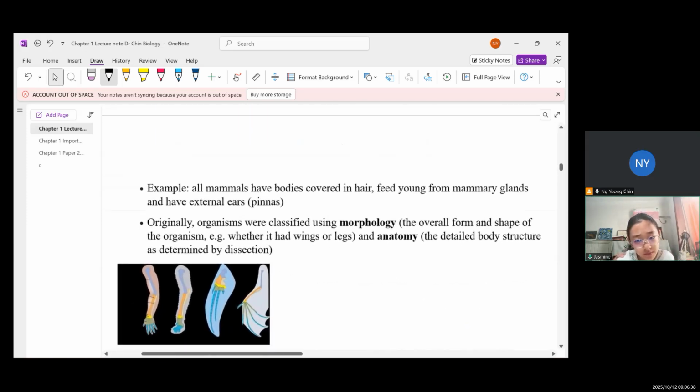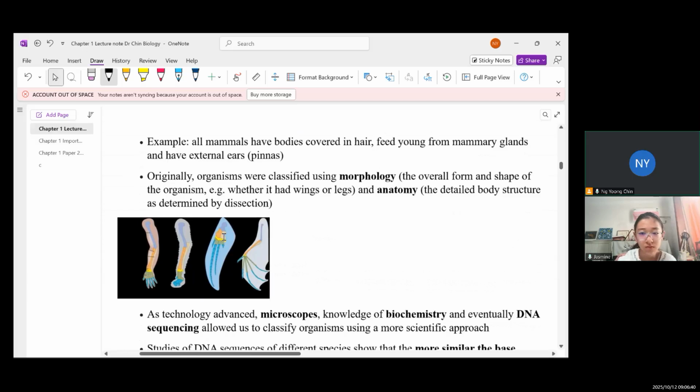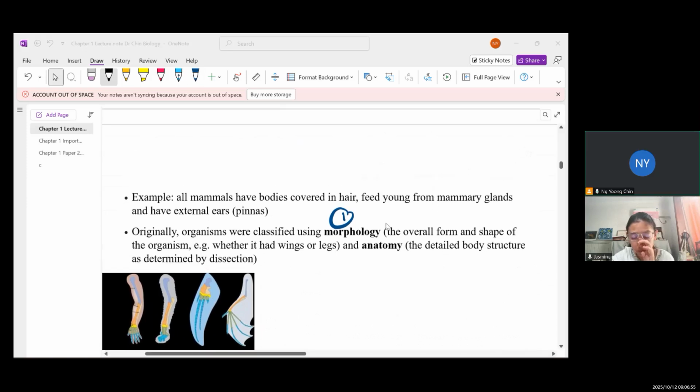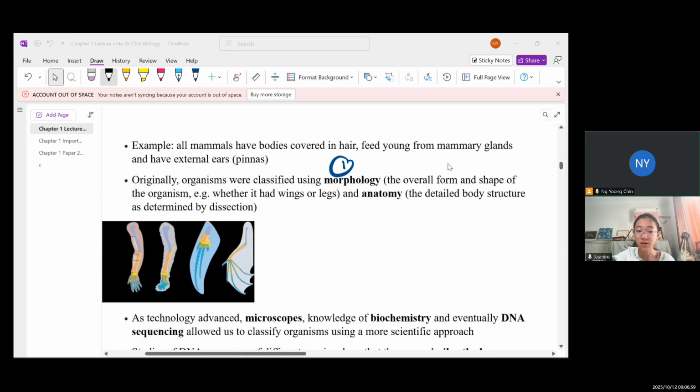Okay, so we have about 3 ways to classify them. So the first way will be morphology. This is the first way, morphology. So morphology is where the organism is classified based on their overall form and shape. Okay, which is just observing the external features. Whether they have wings or not. They don't have wings. Okay. Yeah. And then they have fur on the skin or they don't have fur. Just something like that. Morphology.